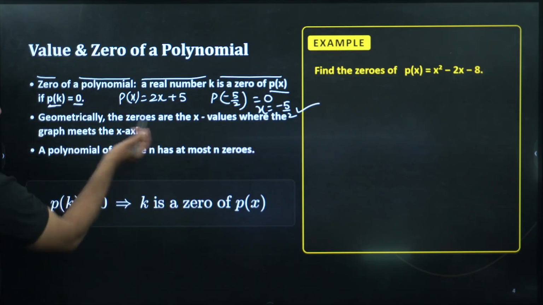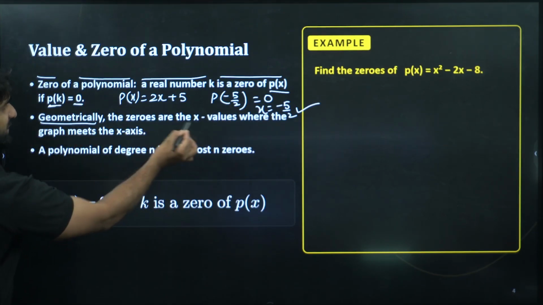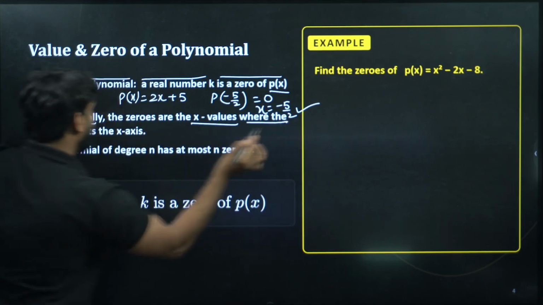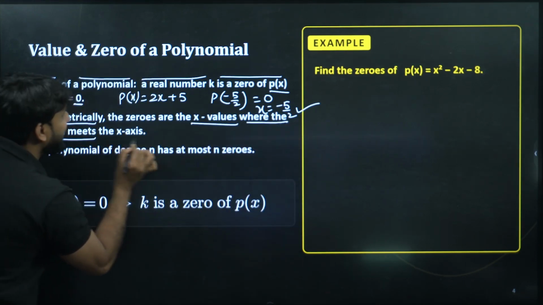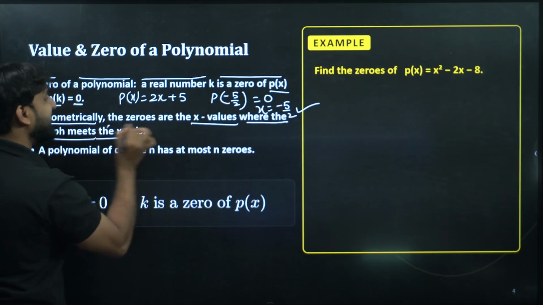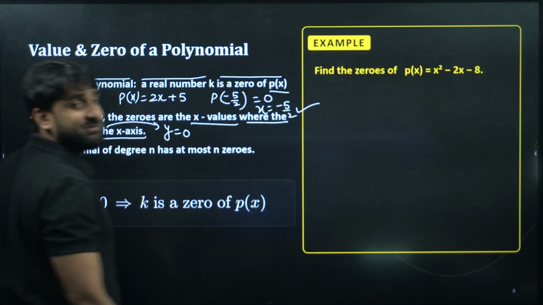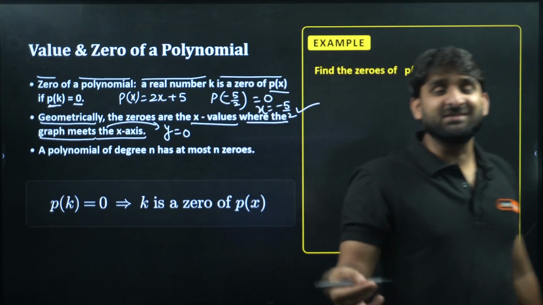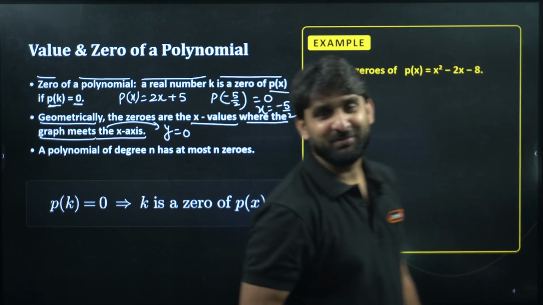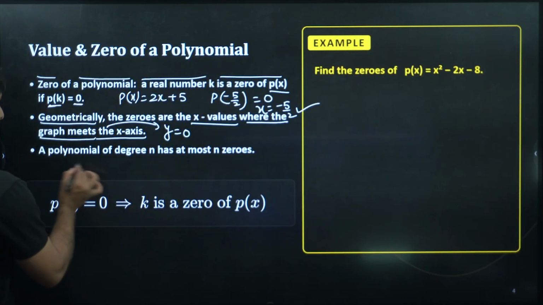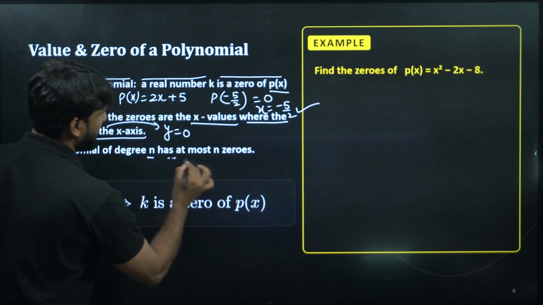Okay, geometrically we have already understood the zeros are the x values where the graph meets the x-axis, and where the graph meets the x-axis means what? Y coordinate will be 0. I hope this is clear to you all. When the graph meets the x-axis means what? Y coordinate will be 0. Simple. Okay. A polynomial of degree n has at most n zeros.